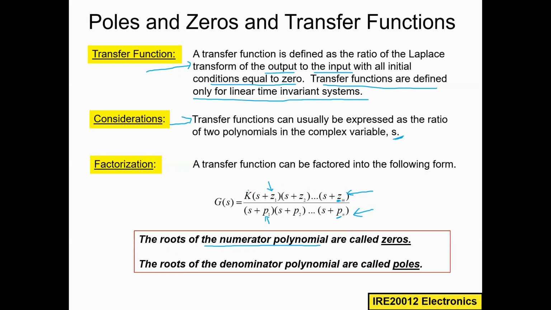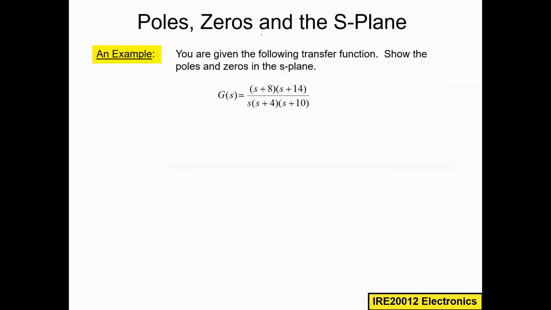So in any transfer function, we have zeros and poles. Based on these zeros and poles, we plot the graph, like a Bode plot or Nyquist plot, whatever. Now one small problem, it will help you to understand what we are talking about. You are given the following transfer function. Show the poles and zeros in the S plane. How can you plot these zeros and poles in the S plane? S plus 8, S plus 14 divided by S times S plus 4, S plus 10.